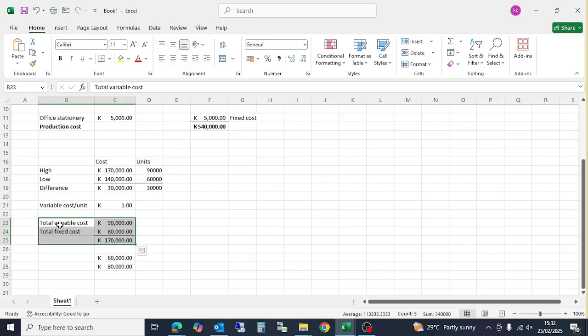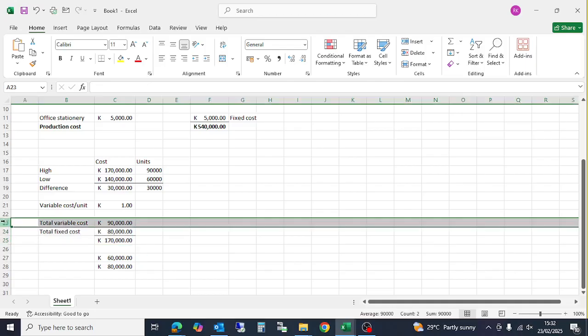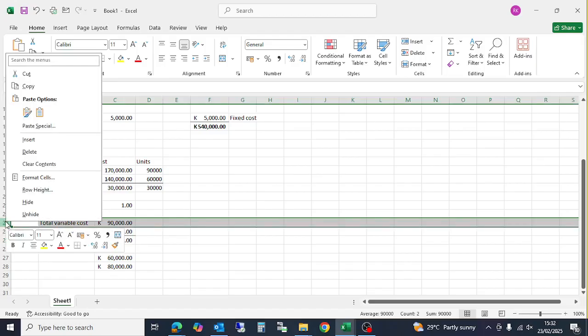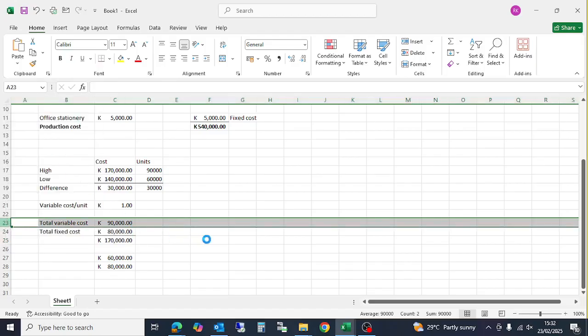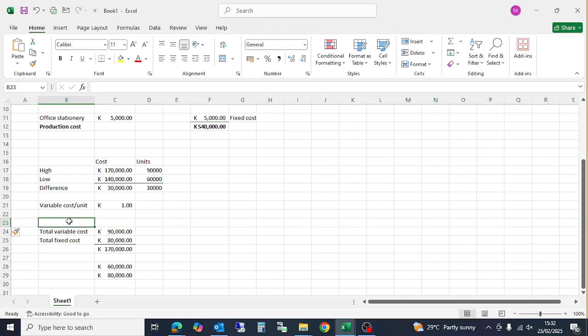Is it the same as getting a fixed cost? Is it not the same as 90 from 170? Yes, that's what I did. But you know how we found the 90? Yeah, by multiplying it with the unit cost. Yes, the variable cost.